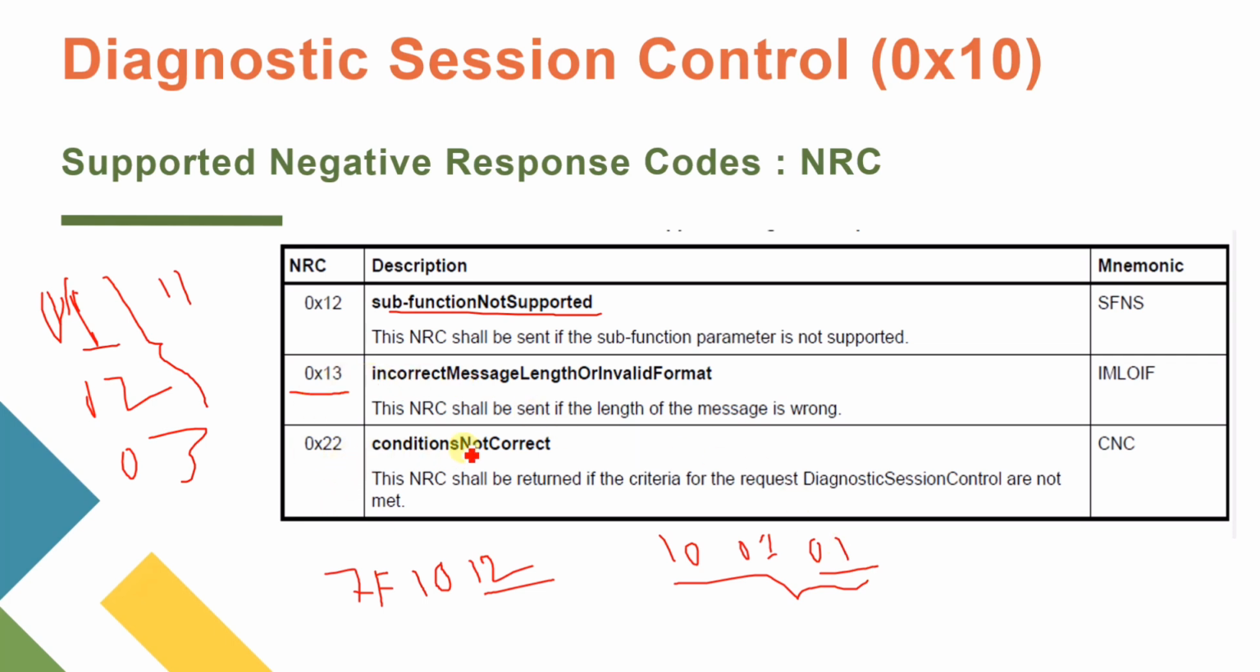Next, NRC 22, conditions not correct. This NRC shall be returned if the criteria for the requested diagnostic session control are not met. Some preconditions will be there. If, without meeting the precondition, I go for requesting some services or functionality, then the server will directly throw NRC 22, conditions not correct. We need to correct that precondition, then go again for requesting the functionality. Then it will give a correct response. I hope this is clear.